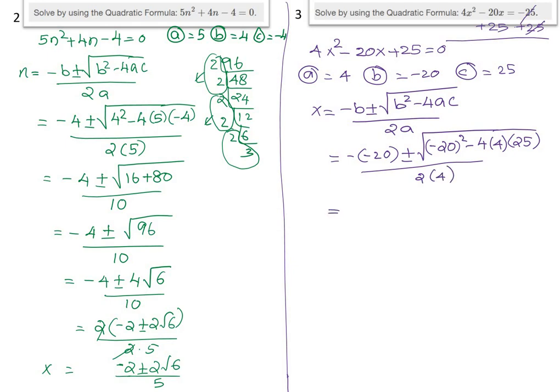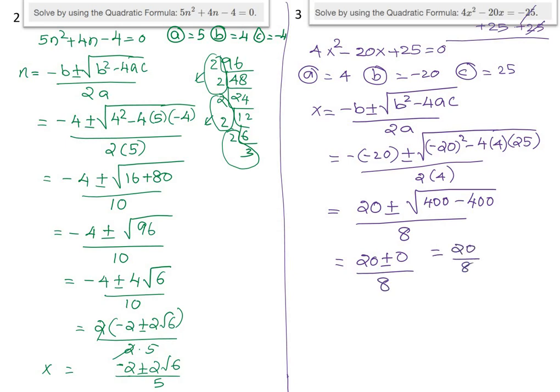Okay, so it will be double negative, so it will be positive. 20 plus or minus the square root of 20 squared, 400, minus 25 times 4, 100, 100 times 4, 400, divided by 8. So 20 plus or minus, what about the term inside the radical? That is equal to 0, right? Divided by 8, and that is 20 divided by 8. And that is equal to 20 is 4 times 5 divided by 4 times 2. So equal to 5 over 2.